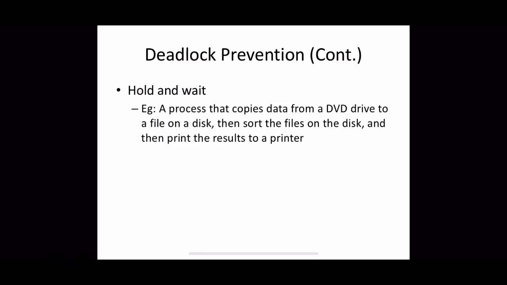Suppose we have a process that copies data from a DVD drive to a file on a disk, then stores the files on the disk and then prints the results to a printer. So we need three different resources, right? A DVD drive is needed first, then a disk file, and finally we need a printer also.